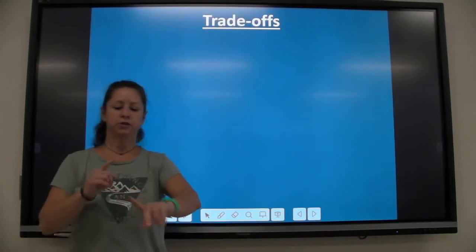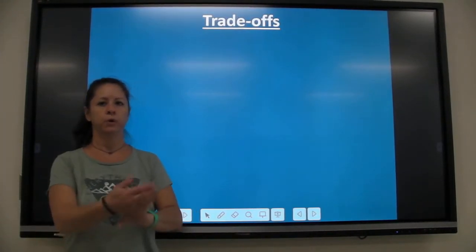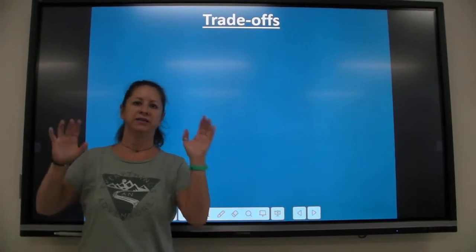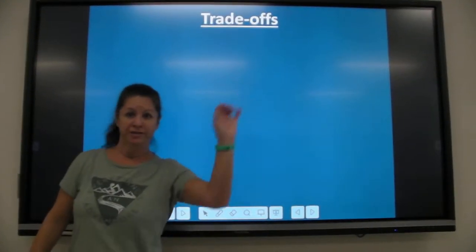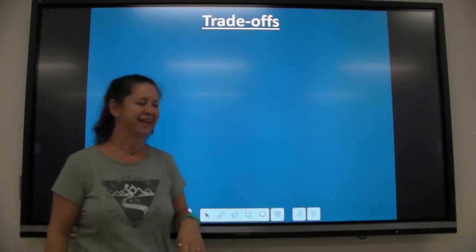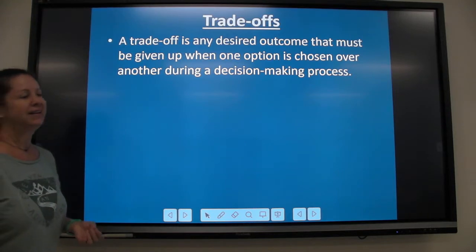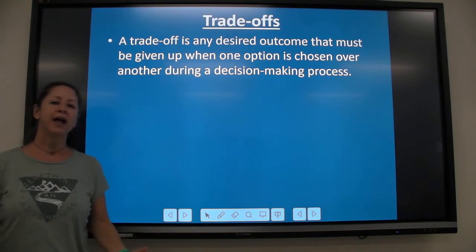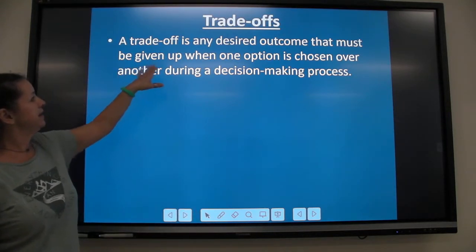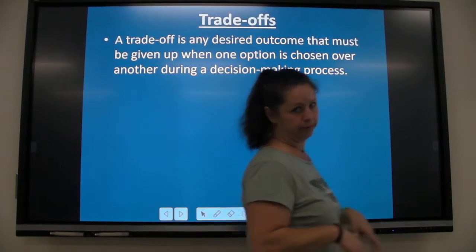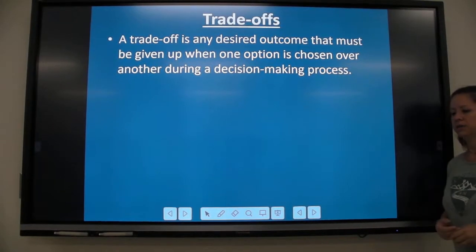All right, you might get sick to your stomach, you might have diarrhea, you might throw up, you might break out in a rash, maybe you'll have ringing in your ears, you'll get dizzy and your hair will fall out, but your disease is going to be gone. Okay, this is trade-offs. A trade-off is any desired outcome that must be given up when one option is chosen over another in a decision-making process.